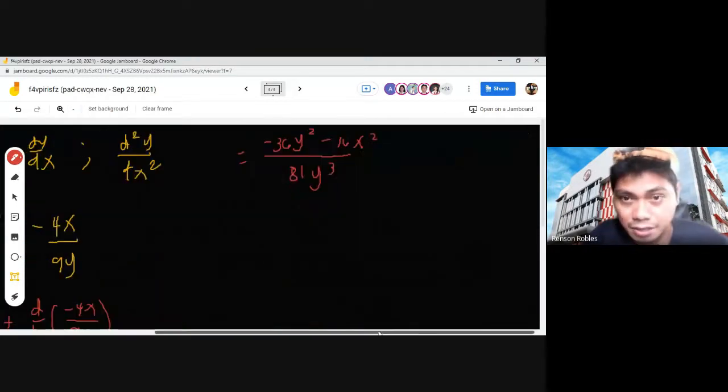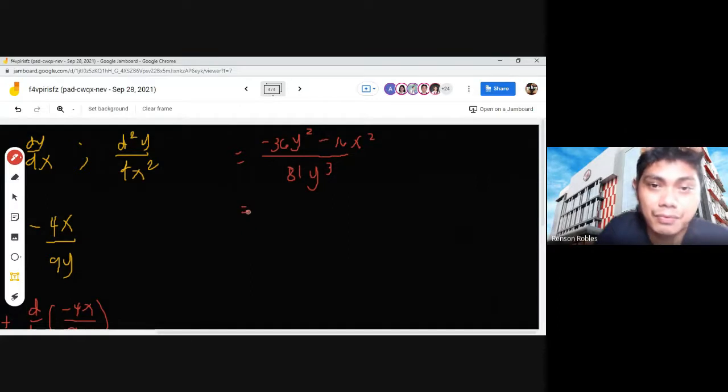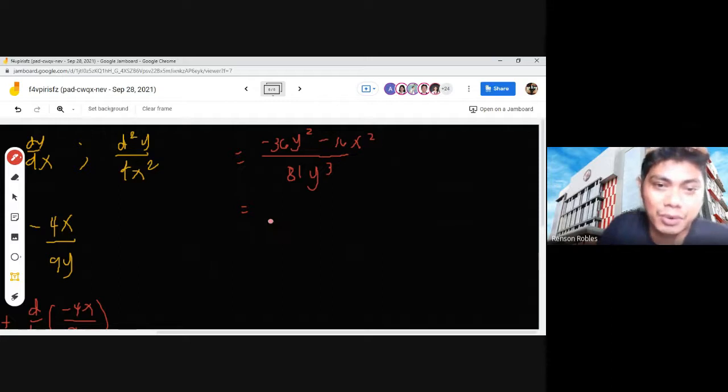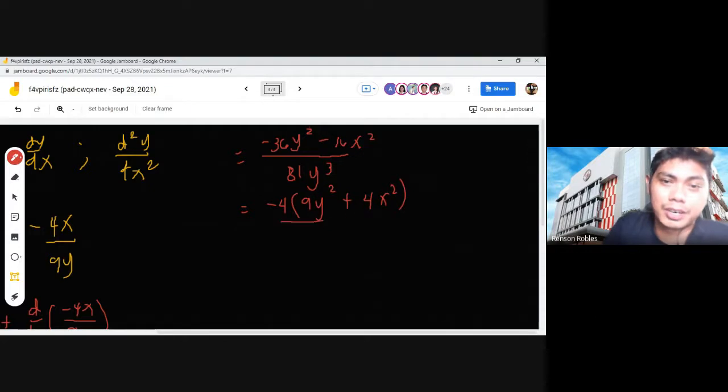Allow me to make it larger. Then we can now have, I can factor out what? 16 and 36. 4. We can factor out negative 4. Negative 4 times 36y squared divided by 4. That will become 9y squared plus 16 divided by 4, 4x squared all over 81y cubed. And then negative 4 all over 81y cubed.